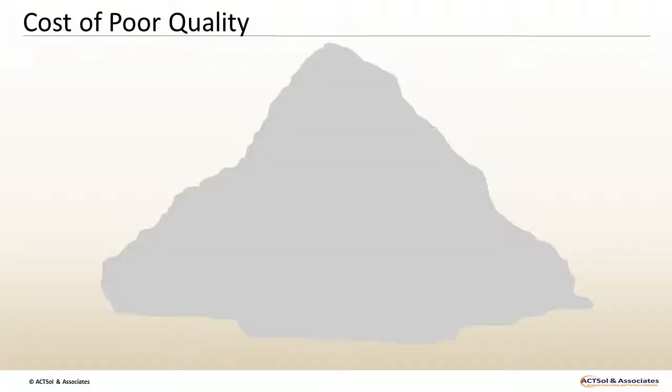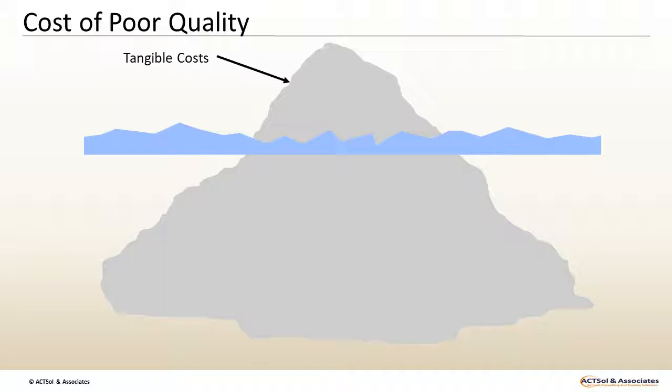Look at the iceberg on the screen and the different costs associated with quality. There are two types of costs, one at the top and the other at the bottom. The top costs are visible costs, called tangible costs. The bottom costs are called intangible costs and are invisible costs. Let us now learn these two types of costs.